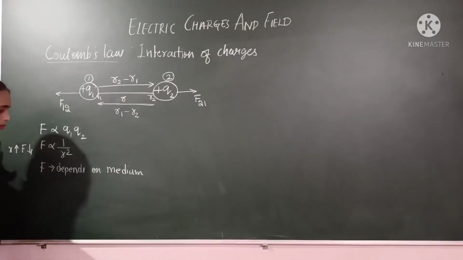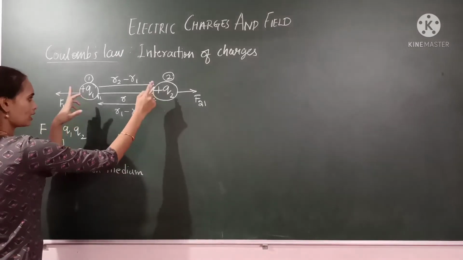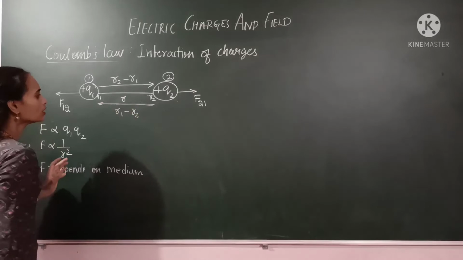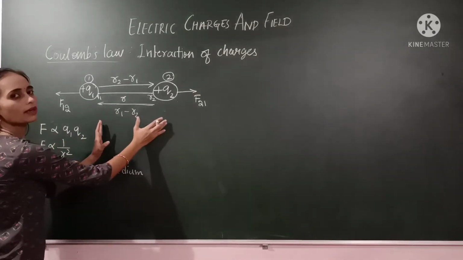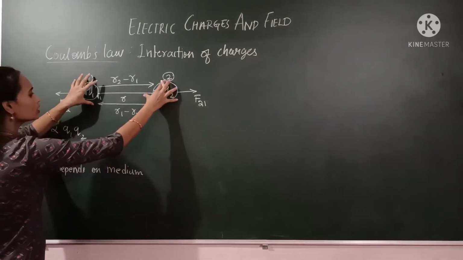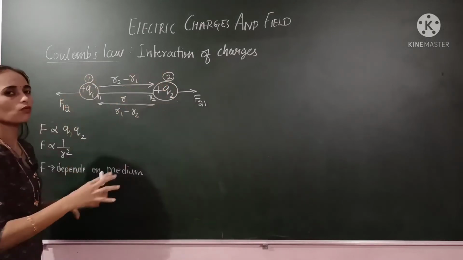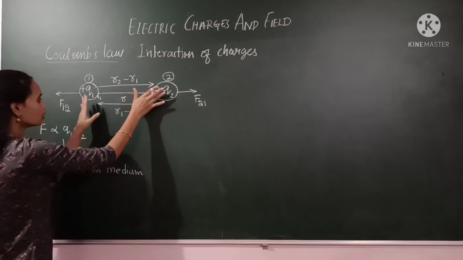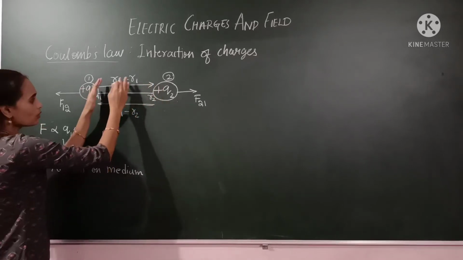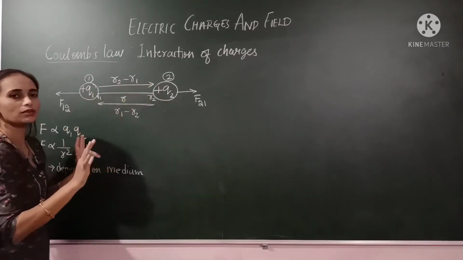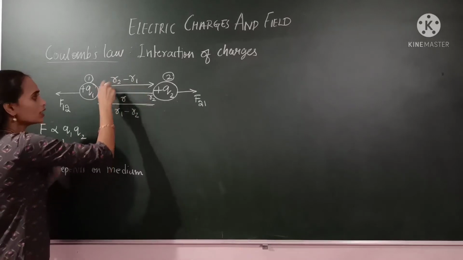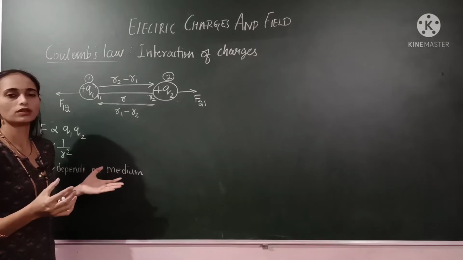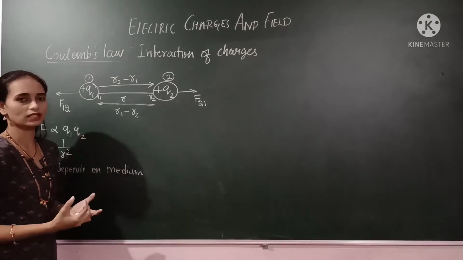For example, suppose these two charges are placed in air at r distance, then the force will be maximum. Suppose now the same two charges are placed in water medium at the same distance r, and the magnitude of charges is the same, but we are changing the medium. Here air medium is there, in place of this if you place the water medium, then we observe that the force has decreased.